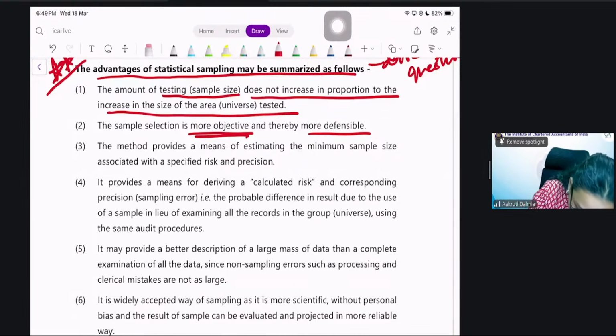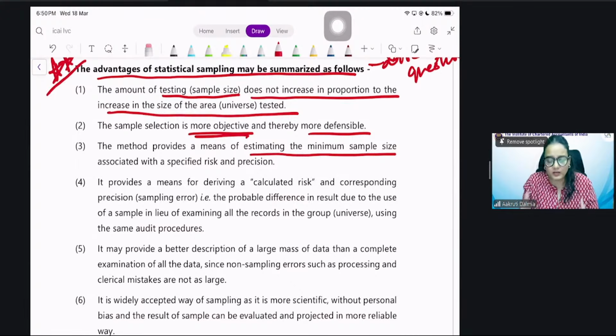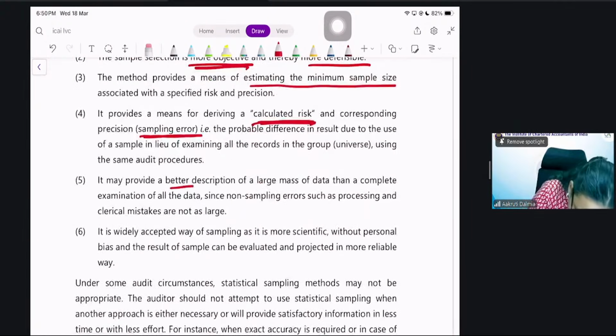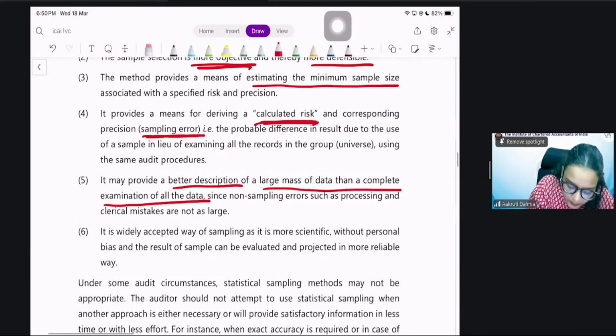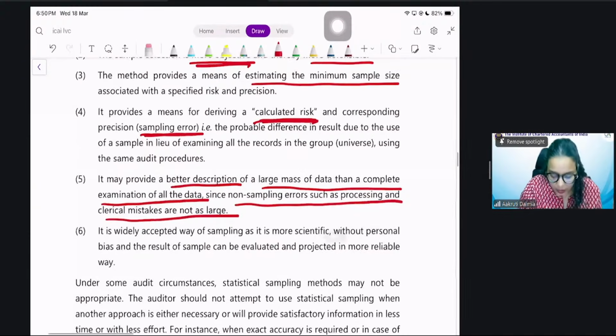The method provides a means of estimating the minimum sample size. So it is easier to find minimum sample size. In statistical sampling, you are taking a calculated risk, which means you know how much sampling error can be there. So there is more structure to it. It provides a better description of a large mass of data than a complete examination of all data, since non-sampling errors such as processing and clerical mistakes are not large as.